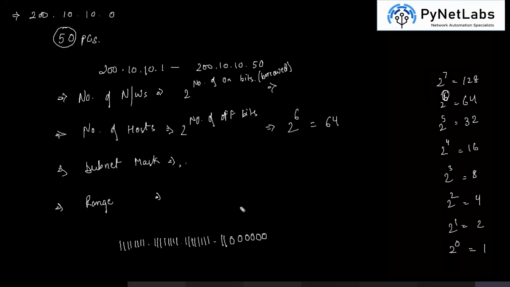You don't have to put the whole 26 bits as the power of 2. You just have to put 2 squared, I mean the 2 bits which we have borrowed from the host part, and we get 4 here. So there will be 4 different networks.